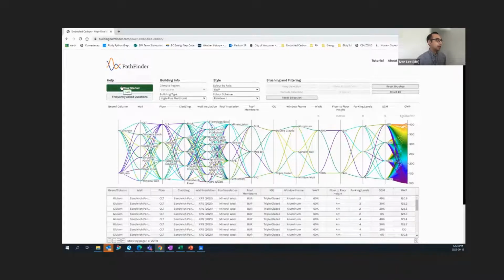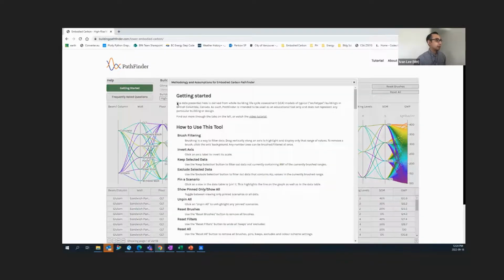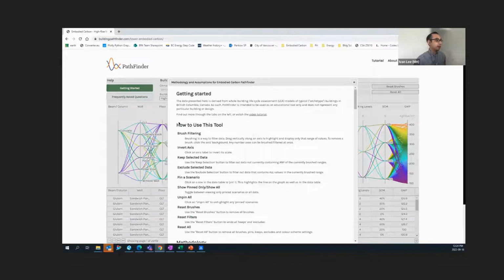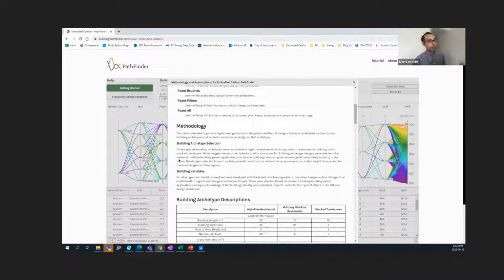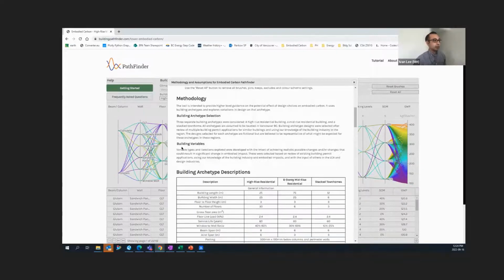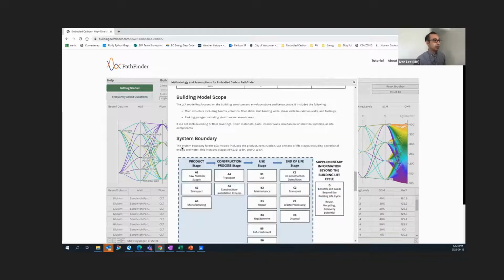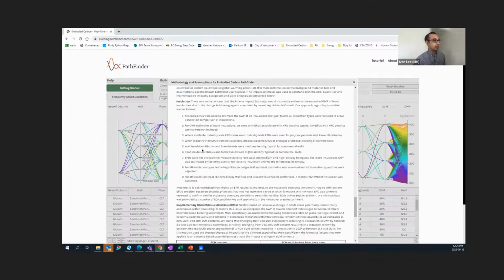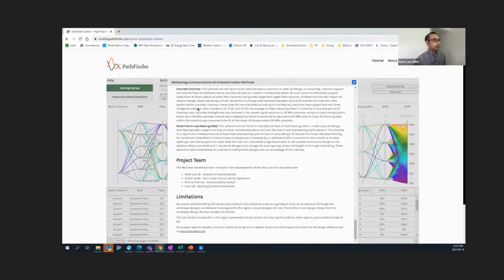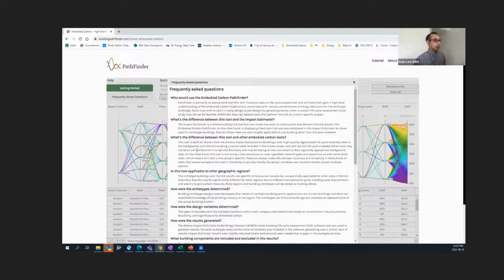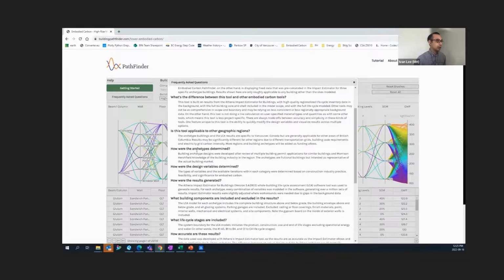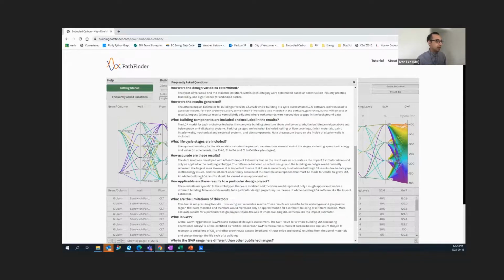When you click on the Getting Started button, it gives you a brief background on how to use the tool as well as the methodology. So basically what I was going through and presented in the presentation. You find out a lot of the same information in there. We also have an FAQ. It tries to answer some of the more common questions that would come up, like, how are the archetypes determined? What are the limitations? What is GWP?